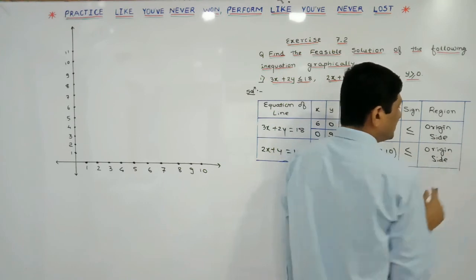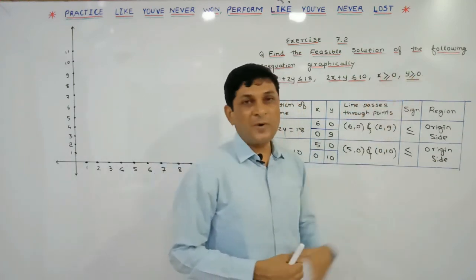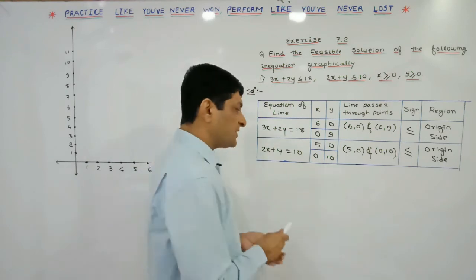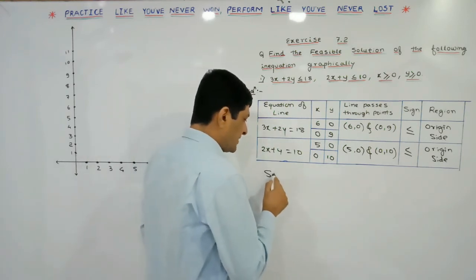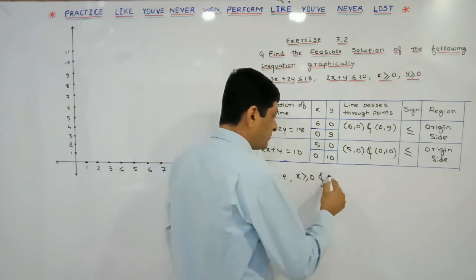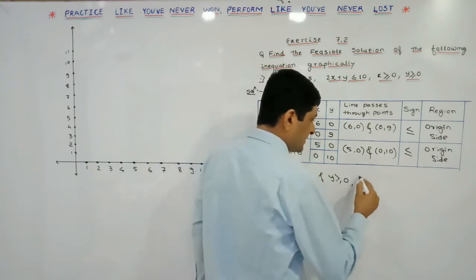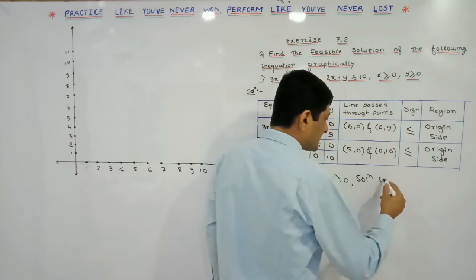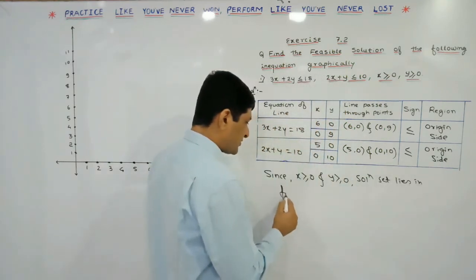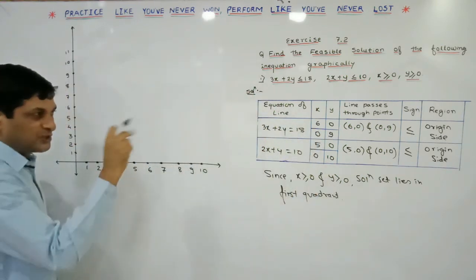our required solution set. Again, if you observe here, x is greater than or equal to 0 and y is greater than or equal to 0 is given to us. At that time, we can say that the solution set lies in the first quadrant. So here we can say that since x is greater than or equal to 0 and y is greater than or equal to 0, meaning non-negative restrictions are given to us, we know that the solution set lies in the first quadrant.